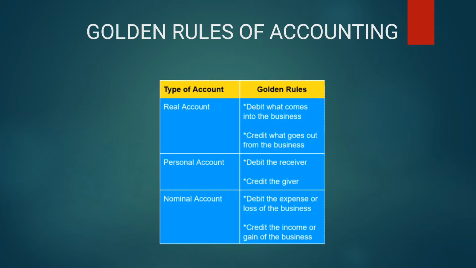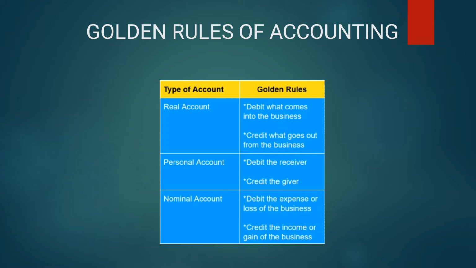Next, golden rules. This is most important to financial accounting. First of all, types of account. There are three types of account: real account, personal account, nominal account. The golden rules for real account, personal account, nominal account.